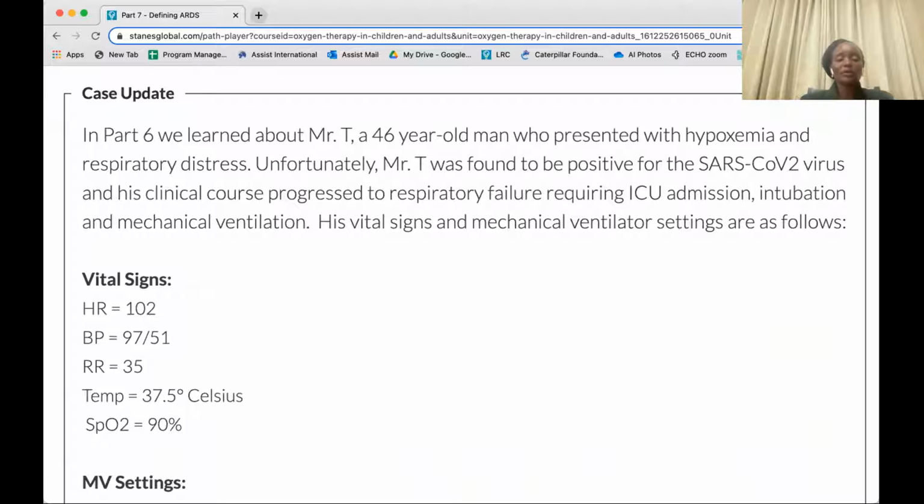So in part 6, we learned about Mr. T, a 46-year-old man who presented with hypoxemia and respiratory distress. Unfortunately, Mr. T was found to be positive for SARS-CoV-2 virus, and his clinical course progressed to respiratory failure, requiring ICU admission, intubation, and mechanical ventilation. His vital signs and mechanical ventilator settings are as follows. You have a heart rate of 102, BP is 97/51, respiratory rate is 35, temperature is 37.5, SpO2 is 90%.